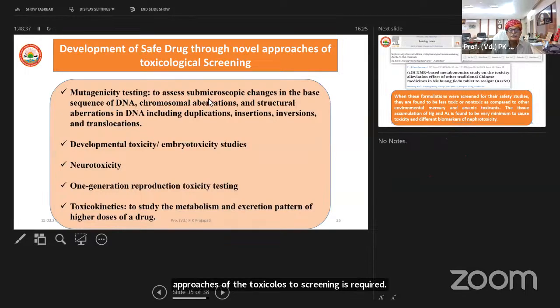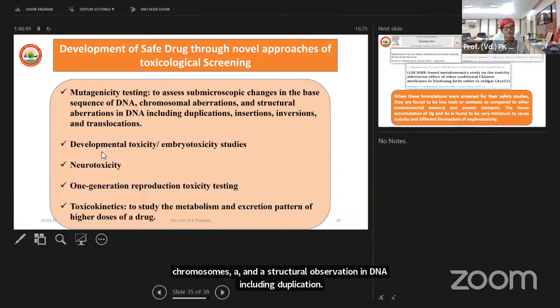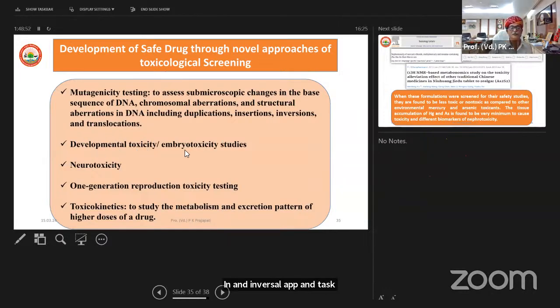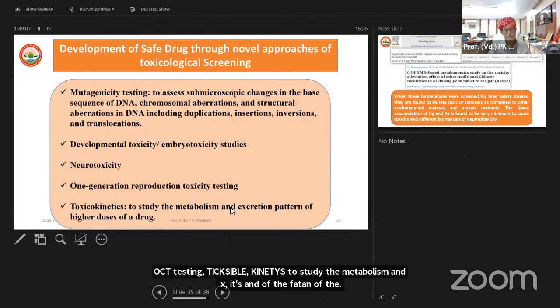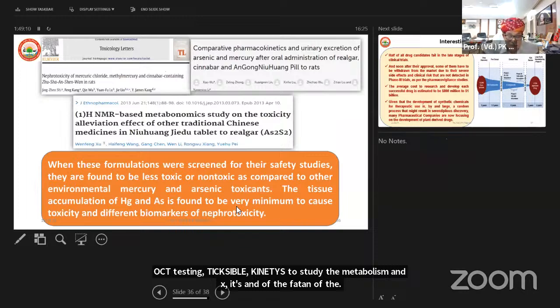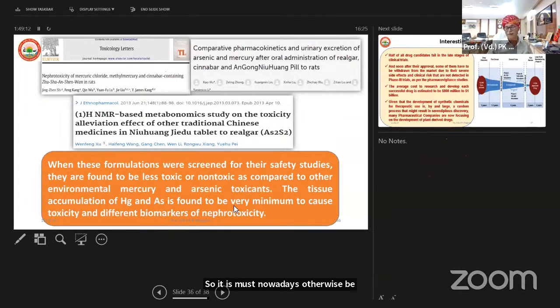Mutagenicity testing is done to assess submicroscopic changes in the base sequence of the DNA, chromosomal aberration and structural aberration in DNA, including duplication, insertion, inversion and translocation. Then developmental toxicity or embryotoxicity studies, neurotoxicity, one-generation reproduction toxicity testing, and toxicokinetics to study the metabolism and excretion pattern of higher doses of the drug. So it is a must nowadays. Otherwise, we may find something very absurd.